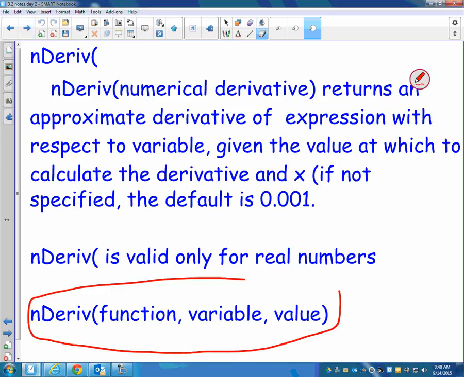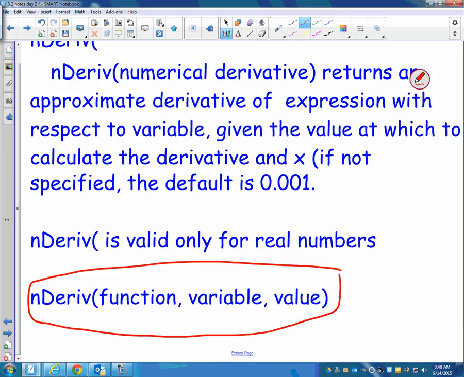Here's the big important thing. First of all, I'll show you where it is. Guess where it is? It's where everything is, under math. I think it's math 8. You hit math, and then you hit number 8, it says inderiv. What you have to type is the function, usually in terms of x, then you have to say with respect to what variable, which is normally x, and then where you want it to take the derivative.